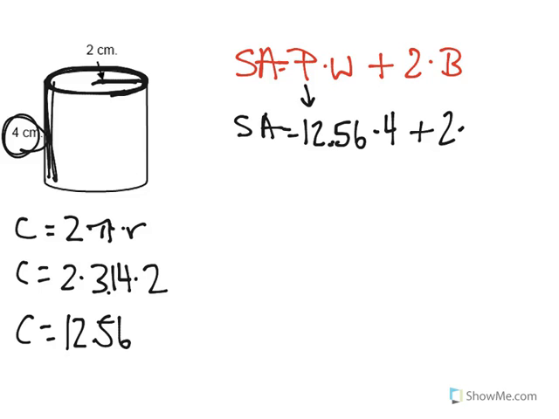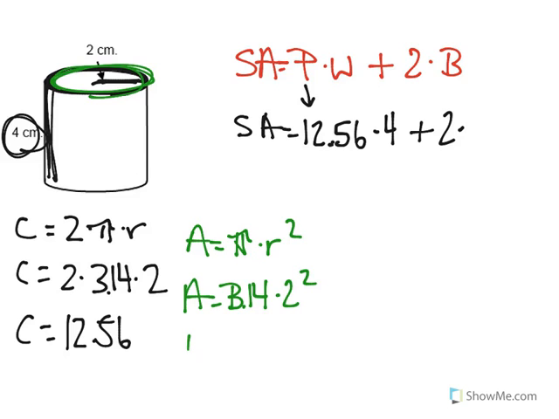Plus 2 times area of the base. Area of the base is pi times r squared. So that would be 3.14 times radius squared, 2 squared. So 3.14 times 4, my area is 12.56.